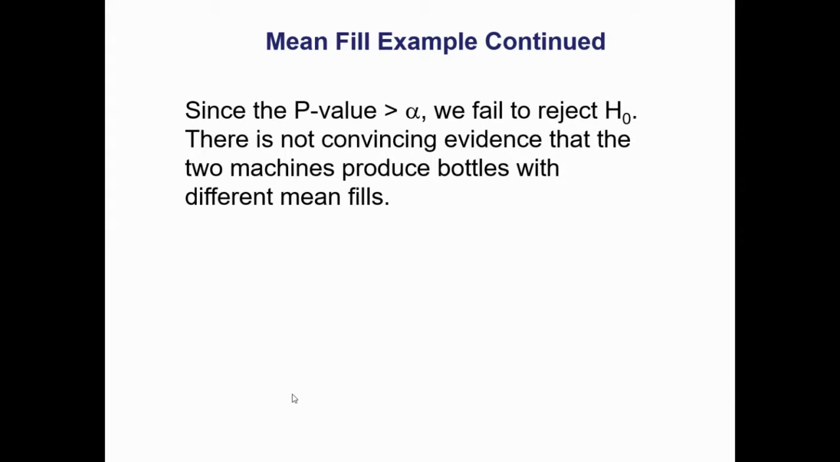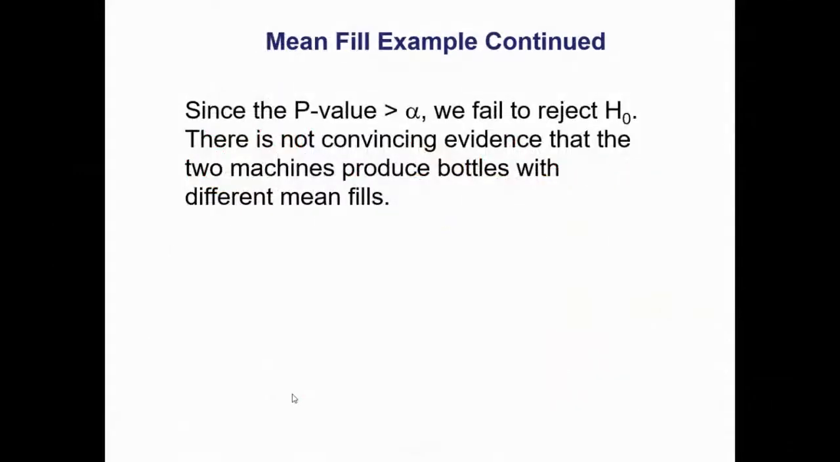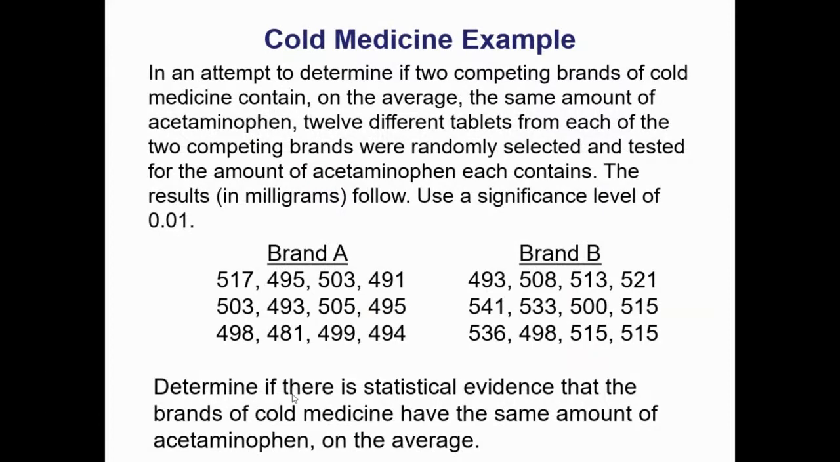Okay, we ready for the next example? Okay. So now we're going to talk about cold medicine. In an attempt to determine if two competing brands of cold medicine contain on average the same amount of acetaminophen, 12 different tablets from each of the two competing brands were randomly selected and tested for the amount of acetaminophen which each contains.